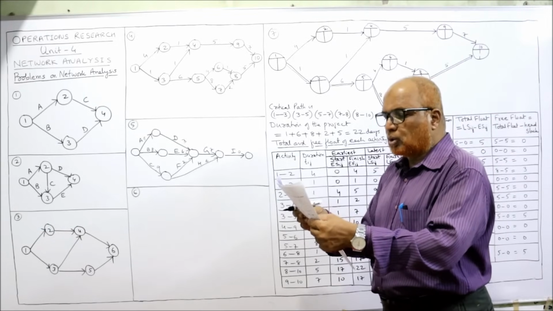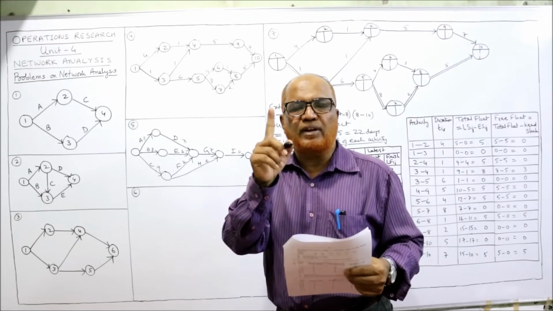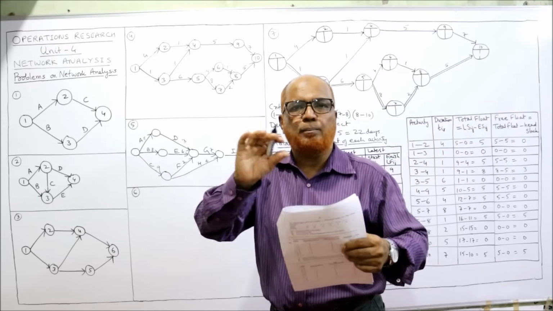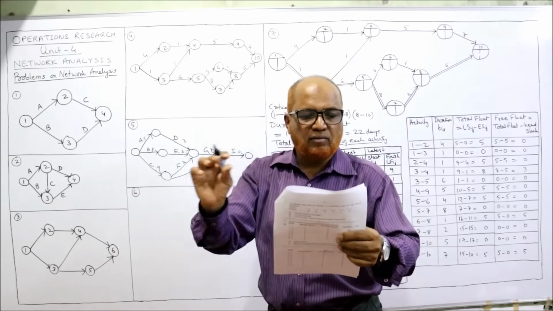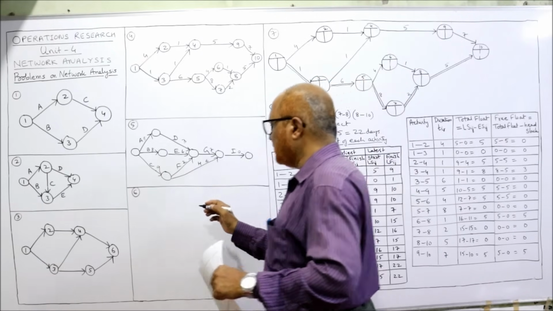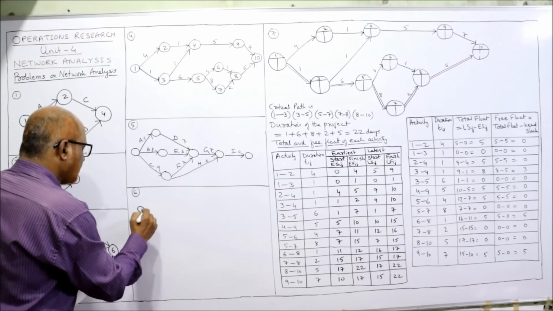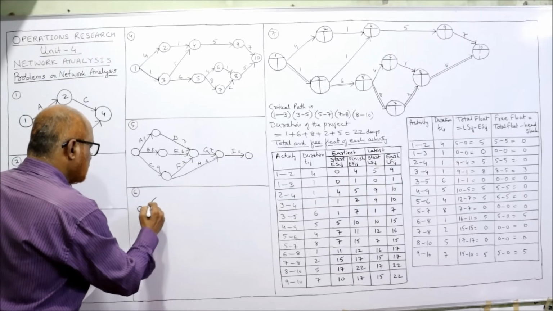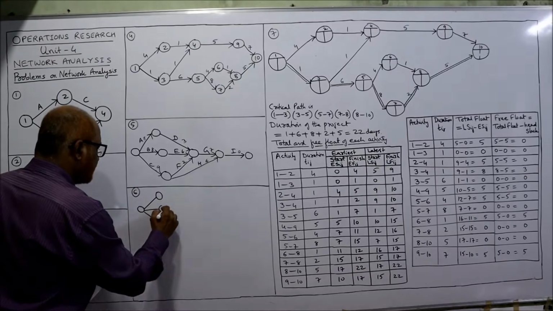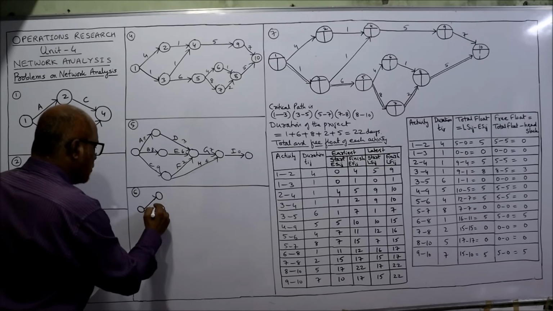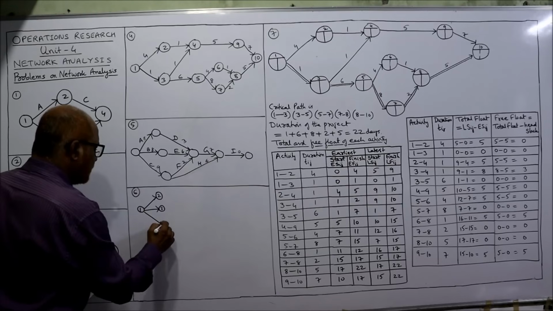Now, first 1 to 2, 1 to 3, 1 to 4. That means from the first event, 3 activities are bursting. One is going 1 to 2, second 1 to 3, third one 1 to 4. Now, see carefully here. This is 1 to 2, 1 to 3, 1 to 4.